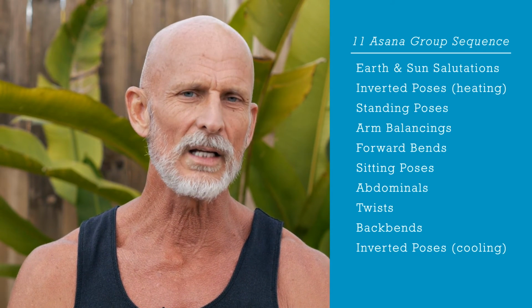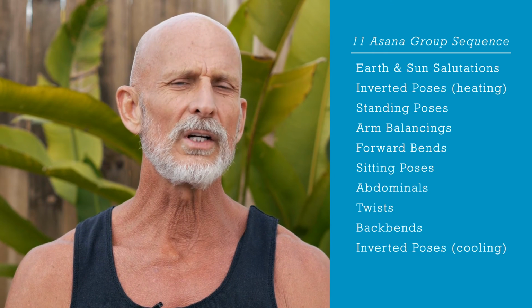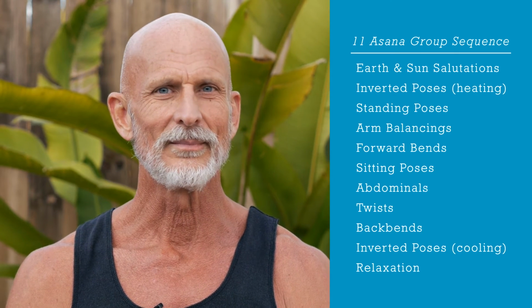Now the cooling aspect, that would reflect in the shoulder stand and its variations. And then we'll always finish off with relaxation. So that's the 11 parts to the asana group sequencing. With this 11 asana group sequence, we teach that at every level. In our beginners classes, in our intermediate classes, in our advanced classes, we always follow the same sequence.